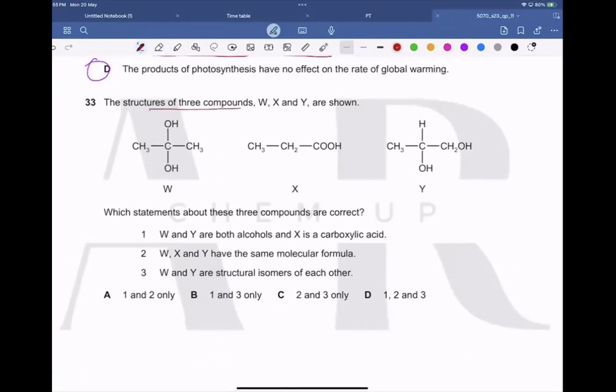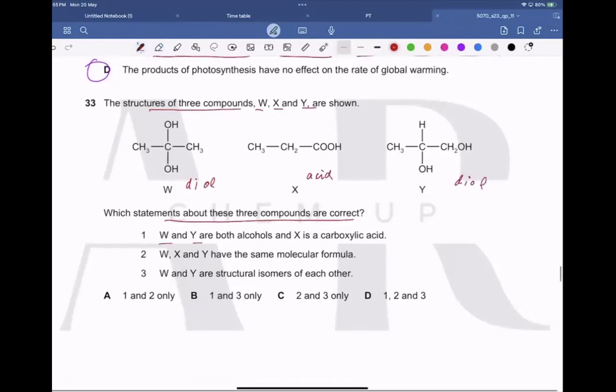The structures of the three compounds W, X, and Y are shown. Which statement about these three compounds is correct? If you see, this is a diol because it has two alcohol groups. So all are alcohols, diols. It is a carboxylic acid, right? And again, it is a diol. W and Y both are alcohols and X is a carboxylic acid. Yes, this is correct. W, X, and Y have the same molecular formula.